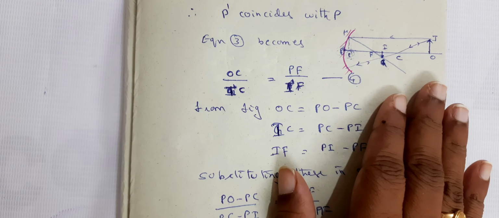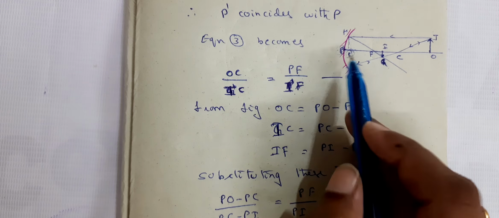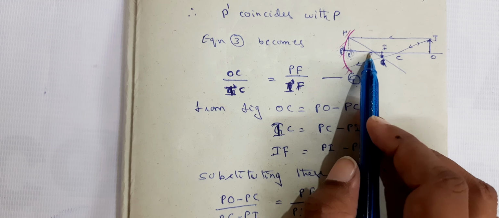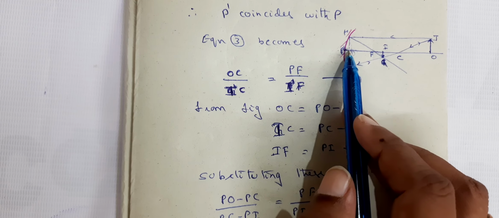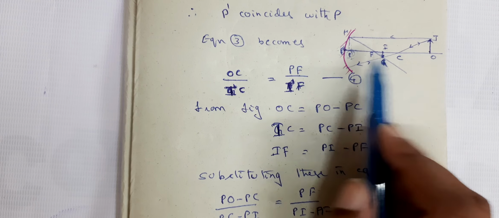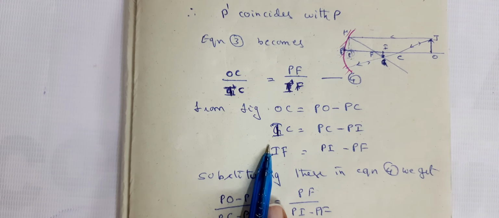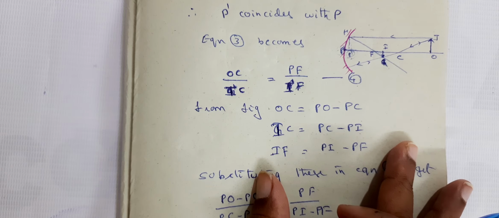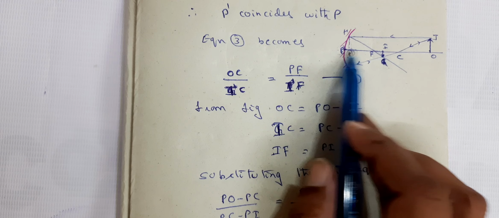Because our aim is to derive 1 by F is equal to 1 by V plus 1 by U. That means 1 by F means this distance from pole to the focus. V means image distance, means P to I. Object distance means P to O. Therefore, we want P to be there in the equation. Hence, we are changing everything. Clear? Now, no need to learn by heart. You have to keep in mind that we need object distance, image distance and focus. Therefore, you are converting everything from the pole.